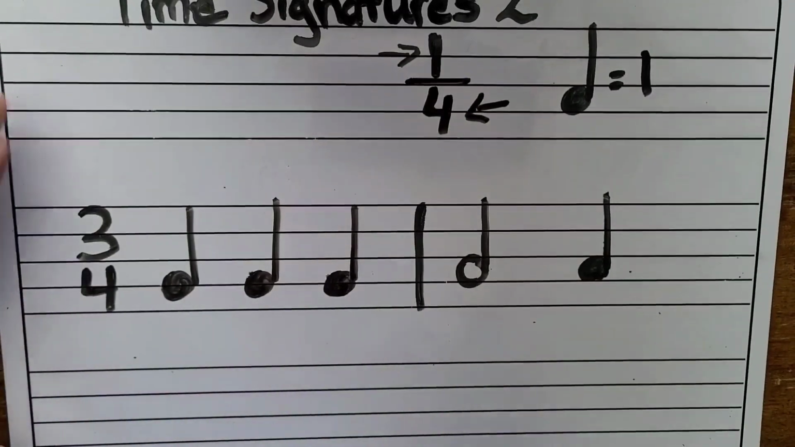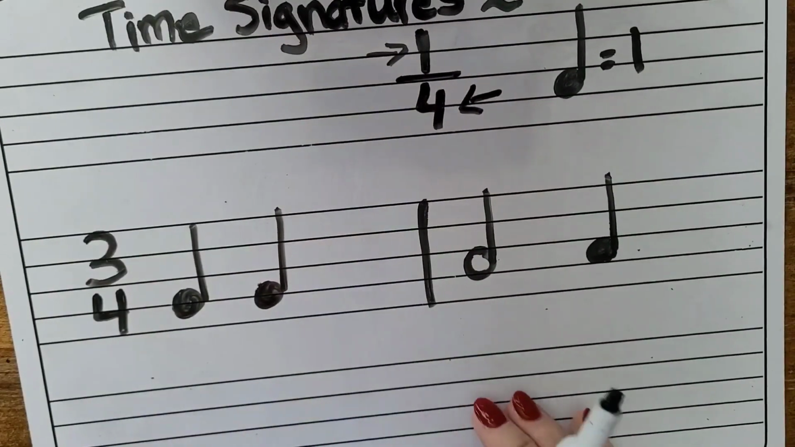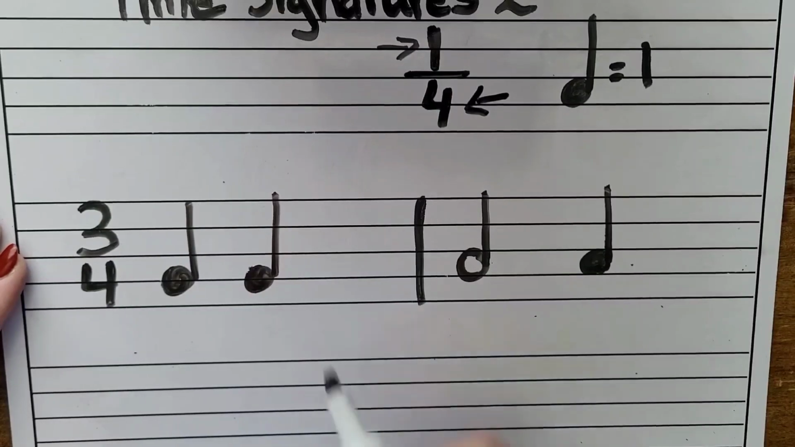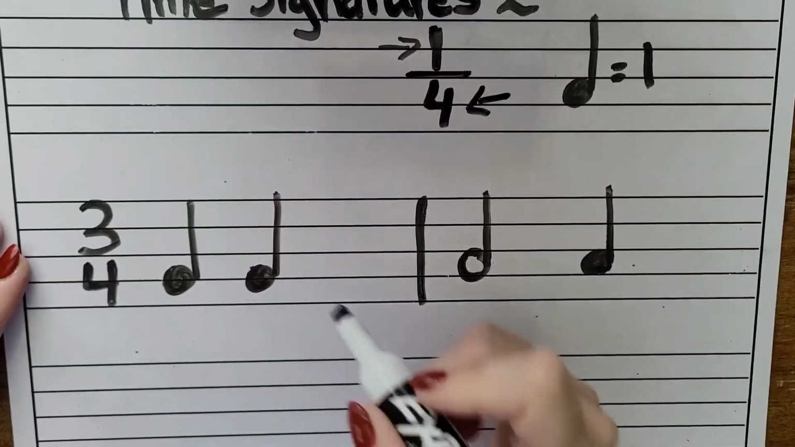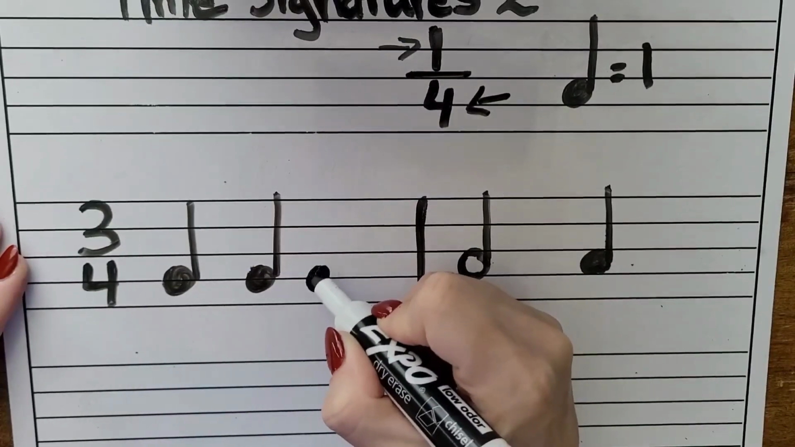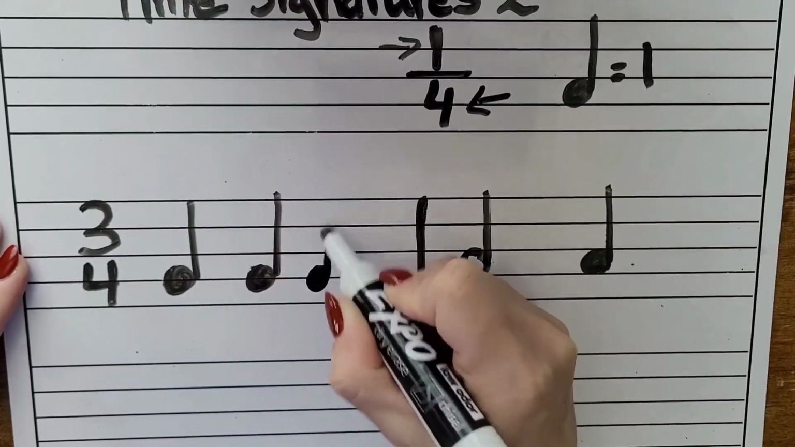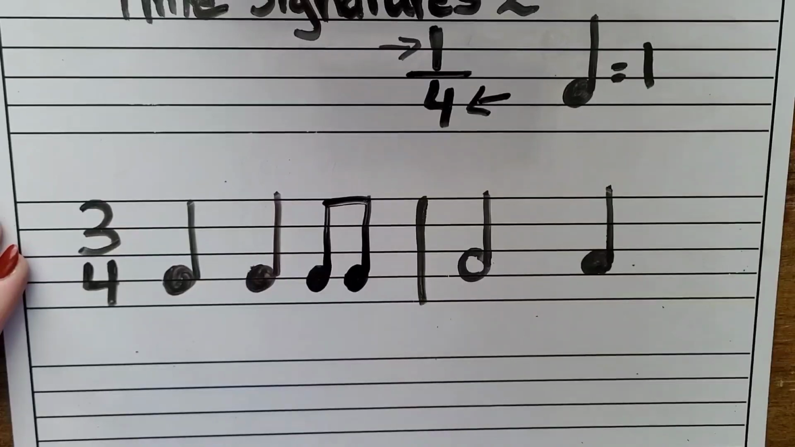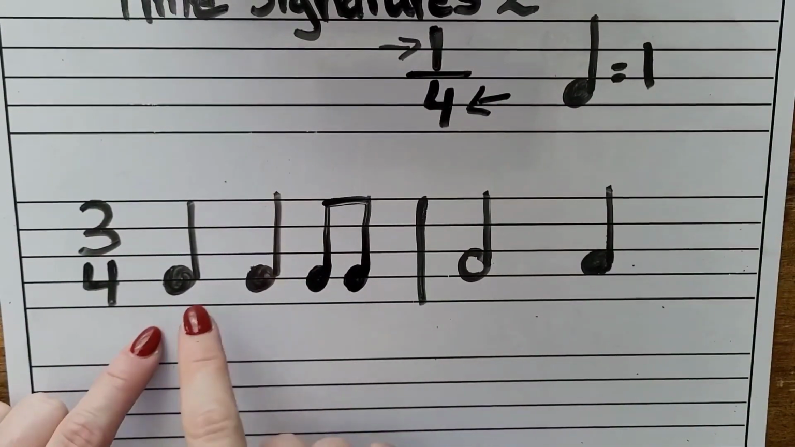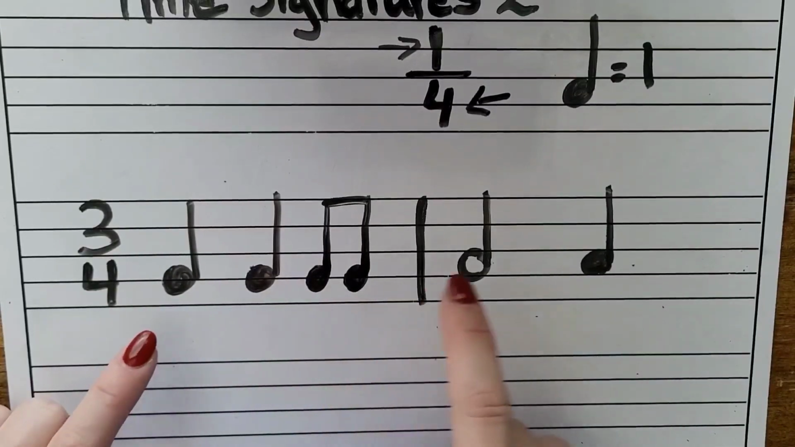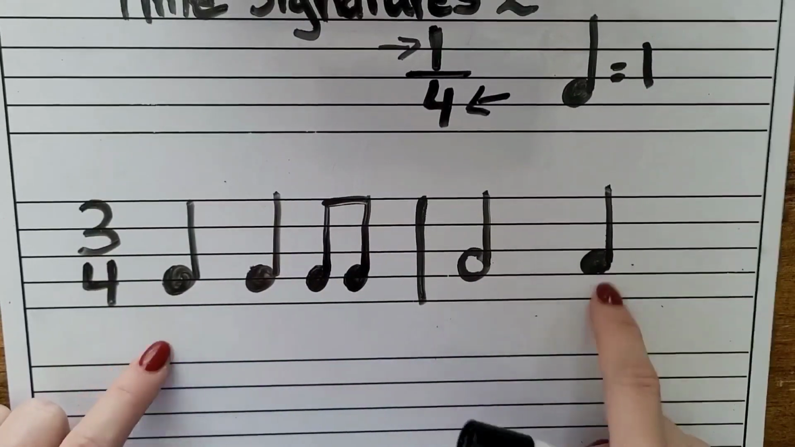If I wanted to switch up this rhythm, I could. Let's say I'm going to take out a quarter note, and what is the equivalent value of a quarter note? Well, it's 2 eighth notes. We could make 2 eighth notes in the place of the quarter note. And here we have 1, 2, 3, and 1, 2, 3.